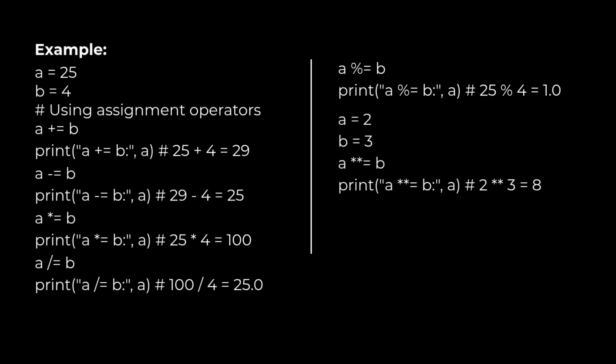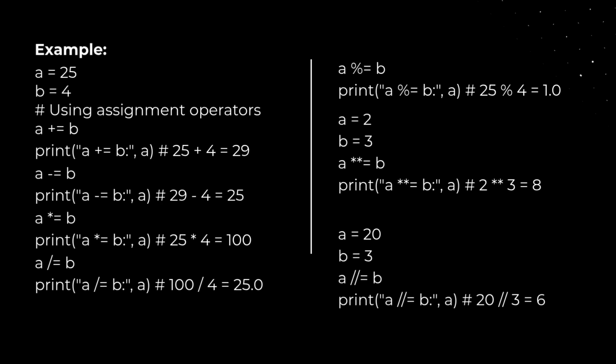This is for exponentiation. A is equal to 2, B is equal to 3. That is A double asterisk equal to B. So 2 double asterisk 3 is equal to 8. That is 2 to the power of 3 is equal to 8. For floor division, A is equal to 20, B is equal to 3. That is A double slash equal to B. So 20 double slash 3 is equal to 6.